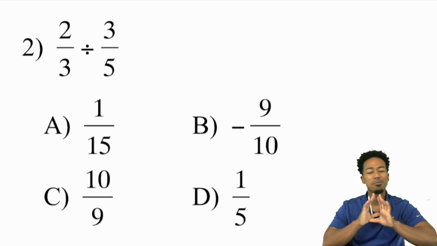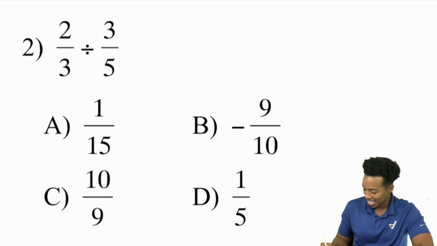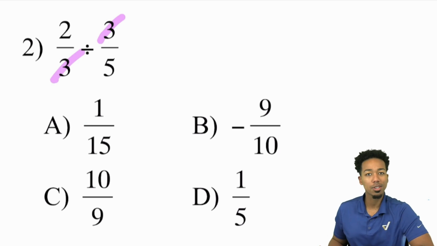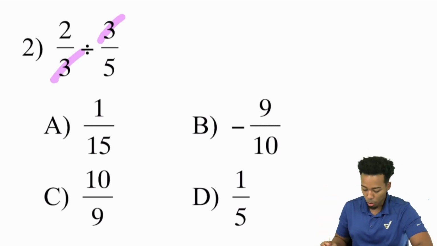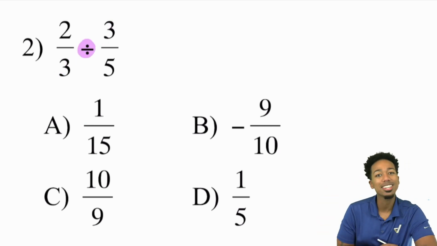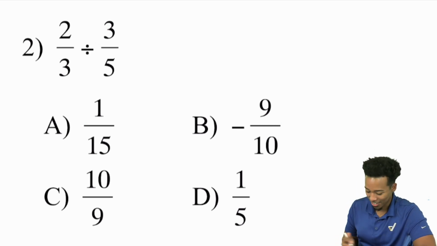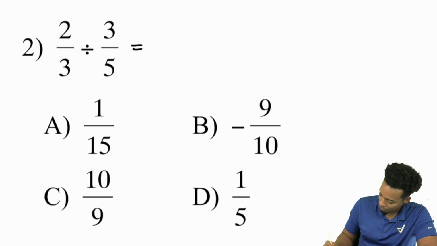This is easily one of the biggest mistakes that people make. They'll say, oh, look at that, I can cross out the 3's because it's one on top, one on bottom. No, no, no. It's dividing right now, not multiplying. Again, you gotta wait till you're multiplying. So watch this. I'm gonna perform my keep, change, flip.